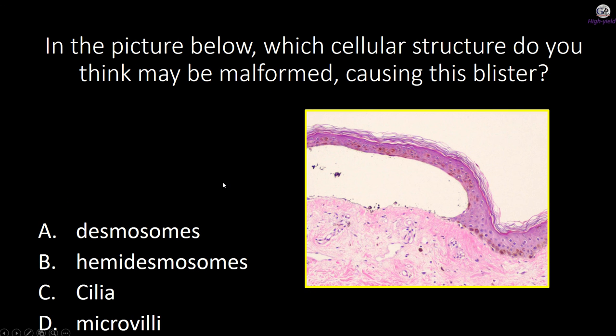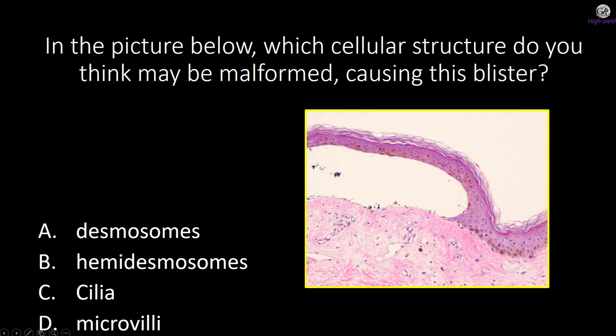All right, in this picture, which cellular structure do you think might be malformed, causing this blister? Well, what I see is the dermis interfacing with the epidermis, and the epidermis has fallen off of it, and there's a bunch of fluid in here. So let's see, desmosomes. Desmosomes hold the keratinocytes to each other. So I would imagine this whole thing would break if desmosomes were defective, the skin would be very fragile. Hemidesmosomes are actually at the interface where the epidermis meets the dermis, so this would be a good candidate.